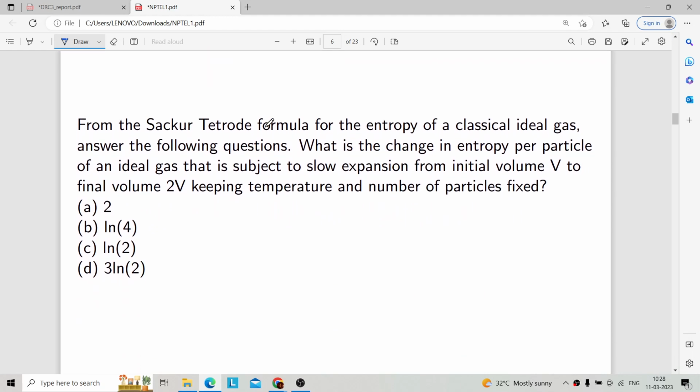So we will do some problems regarding last week's class. I have stored the Sackur-Tetrode formula for entropy of a classical ideal gas. So what is the question? What will be the change in entropy per particle of an ideal gas subject to slow expansion from an initial volume V to 2V, keeping the temperature and number of particles fixed?